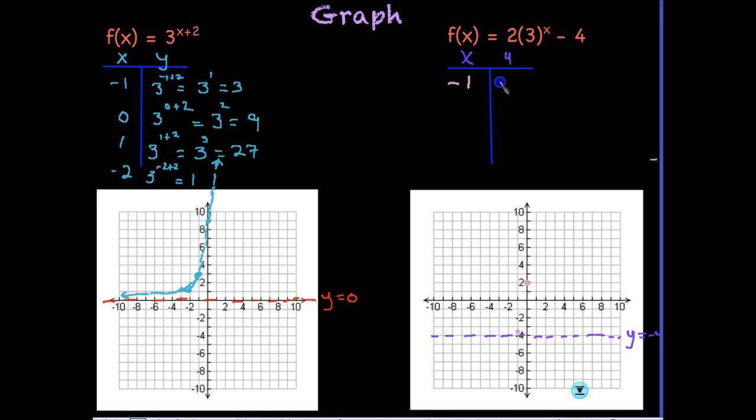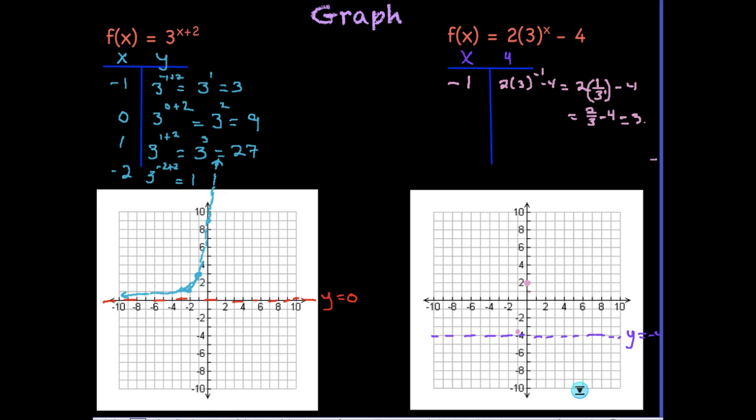Okay, so we would have 2 times 3 to the negative 1 minus 4. Be very careful to follow your order of operations. We do the exponents first. 3 to the negative 1 is the same thing as 1 over 3 to the 1, because the negative 1 changes to positive when we flip this. And then we have minus 4 out here. Well, 2 times 1/3 is going to be equal to 2/3.